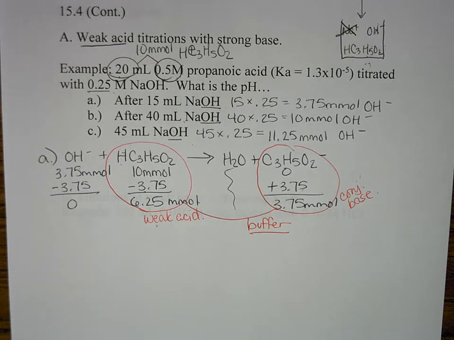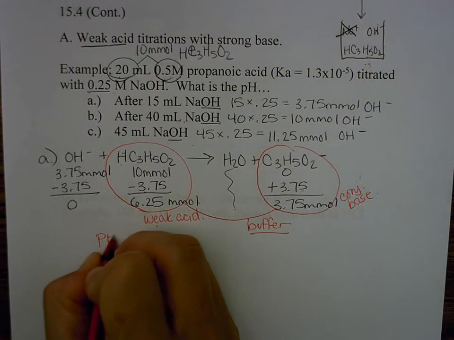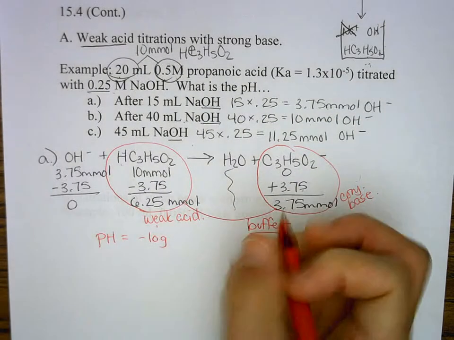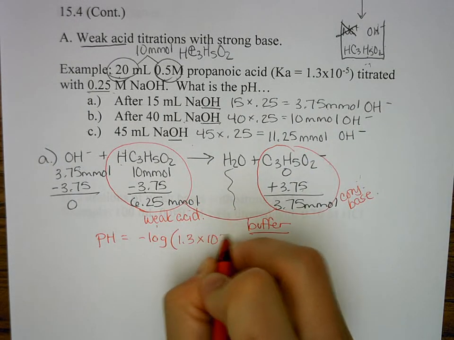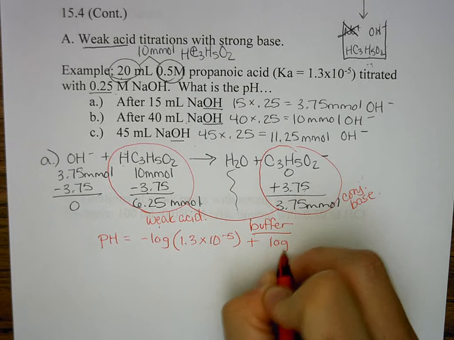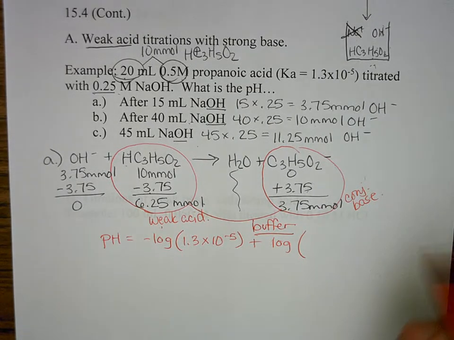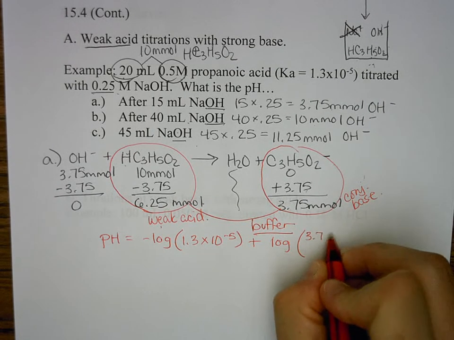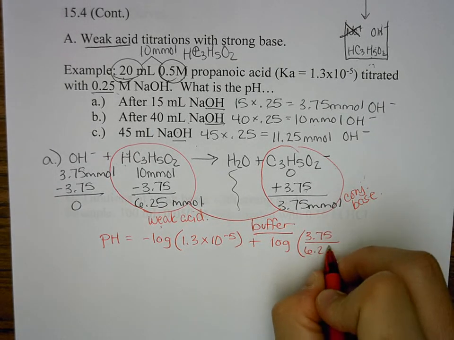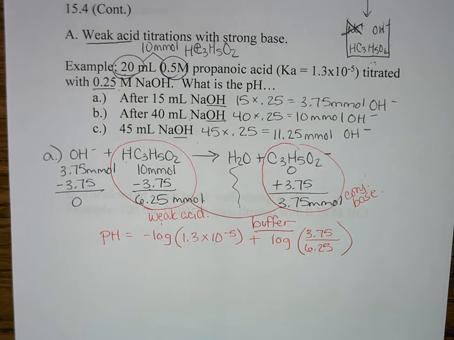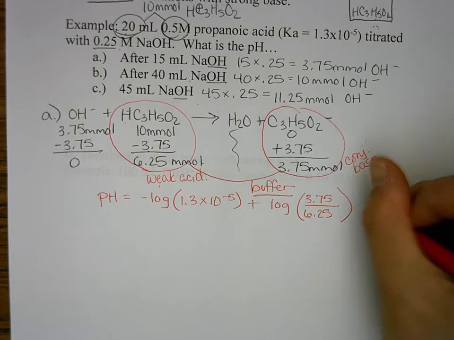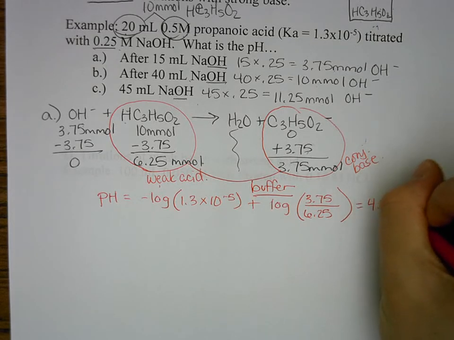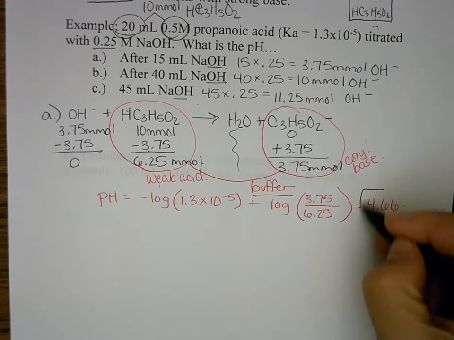Because we have that equation where I can just negative log the Ka value, which was given to me, 1.3 times 10 to the negative fifth, plus the log of the base over the acid. Which number goes on top? 3.75 or 6.25? 3.75. 6.25 goes on the bottom. And so you can calculate the pH that way without having to do any kind of ice table or anything like that. So when you calculate that, you get 4.66.